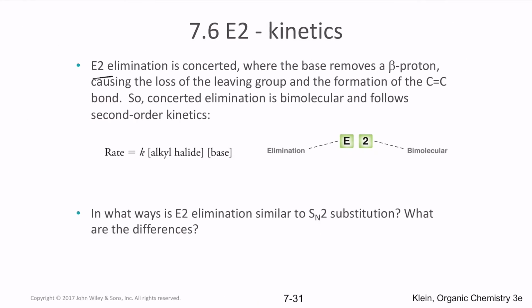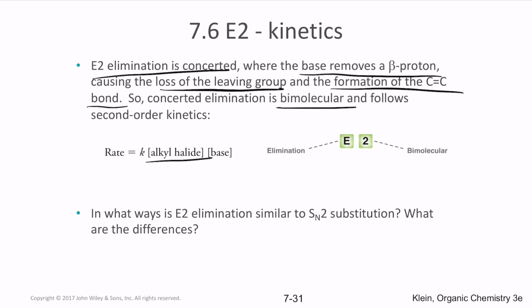Now, E2 elimination here is a concerted mechanism, which means that you need both the reactions to occur at the same time. So the base removes the beta proton, causing the loss of the leaving group and the formation of the double bond. This mechanism is also bimolecular, which means that both the alkyl halide and base are needed at the same time for the reaction to occur. So the E here represents elimination and 2 here represents that the reaction is bimolecular, which means that the rate involves both of the compounds here.